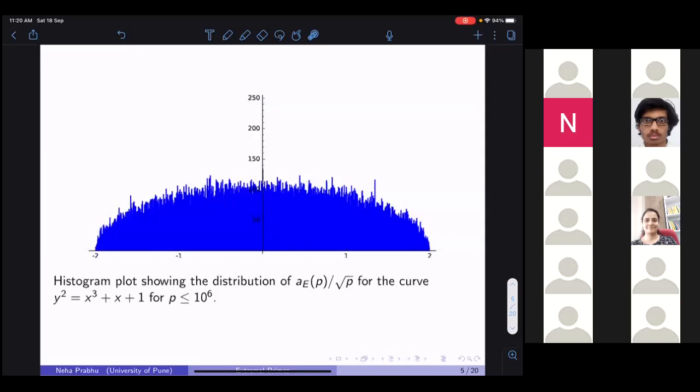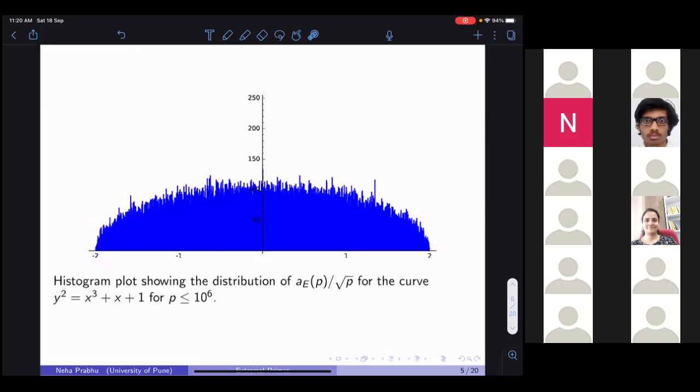Just as an example, here is the histogram plot showing the distribution of a_E(p) divided by square root of p for this particular curve, which is known to be non-CM, up to 1,000,000 primes. So you can see that there's a semicircle shape emerging, and that's exactly the shape of the distribution. It's also called the semicircle measure in the literature. Okay, so what we want to focus on today is what's happening at the endpoints. So clearly at the endpoints, you see that there are fewer primes that accumulate.